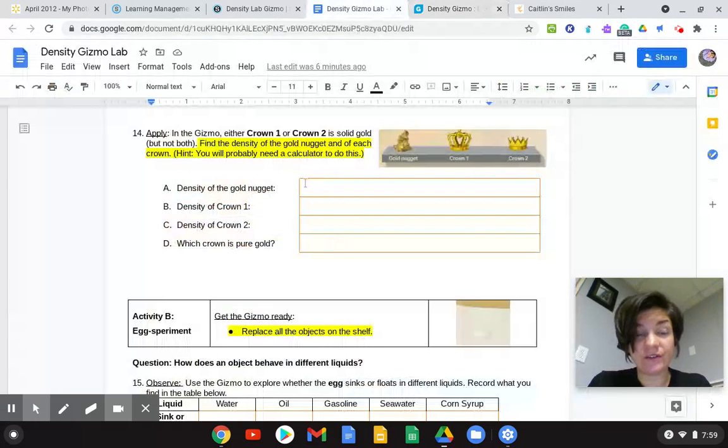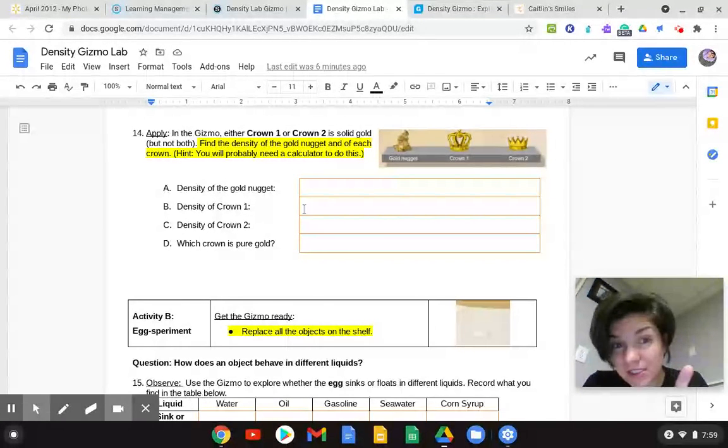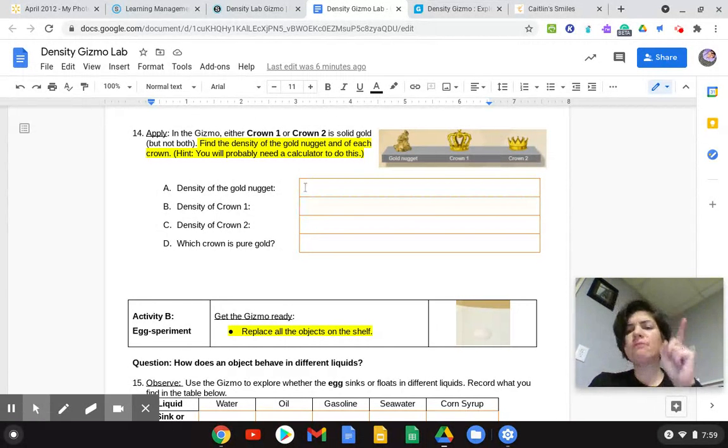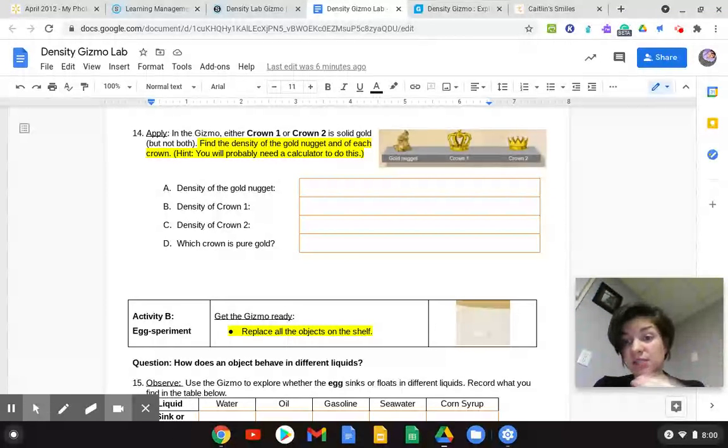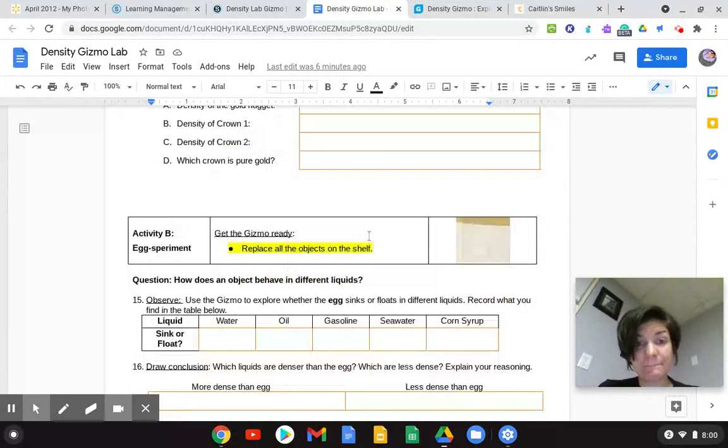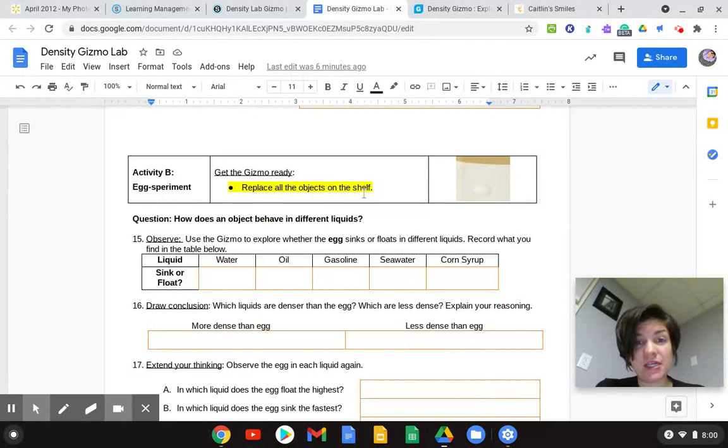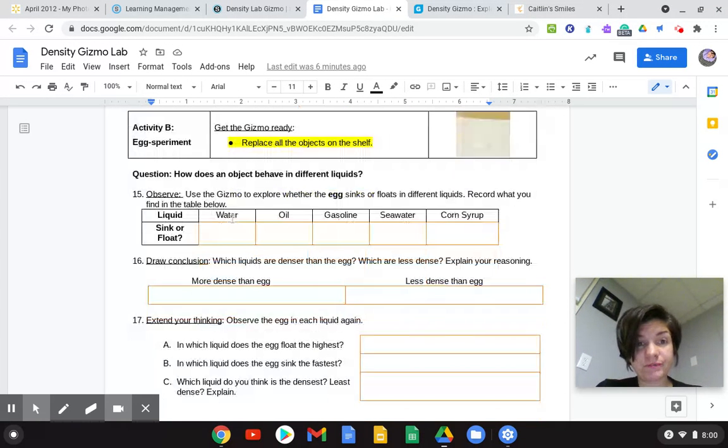And you're going to divide those. You write those in there, mass divided by volume, whatever those two things were, you divide them, and then you do the same thing for crown 1 and crown 2. And hint, hint, whichever one is equal to the density of the gold nugget is the one made of gold. That's how density works for materials made of a solid substance. Okay? All right, then you're going to replace all the objects on the shelf.